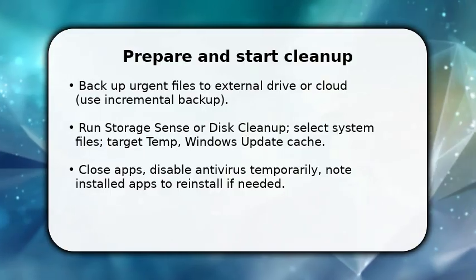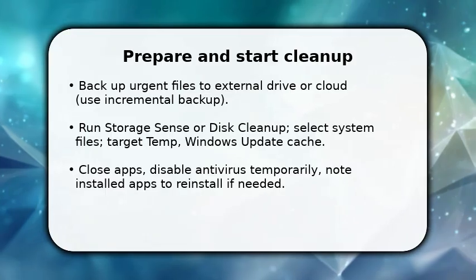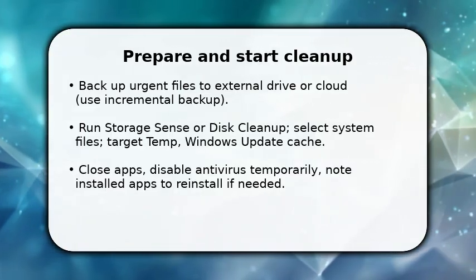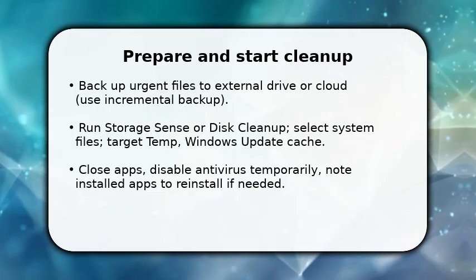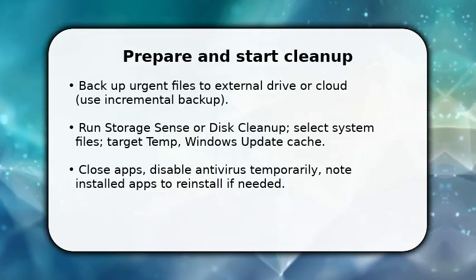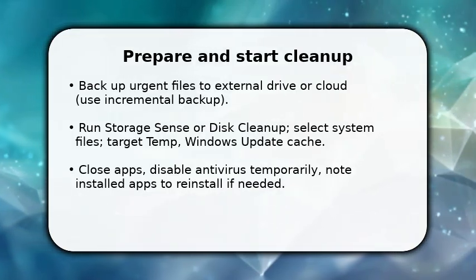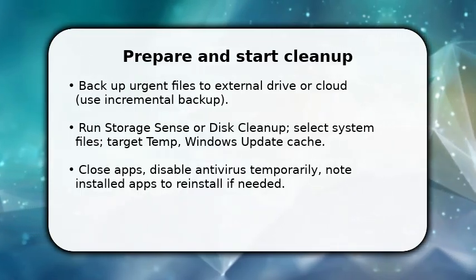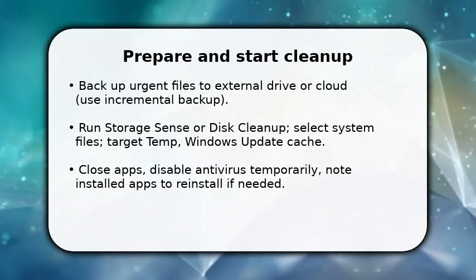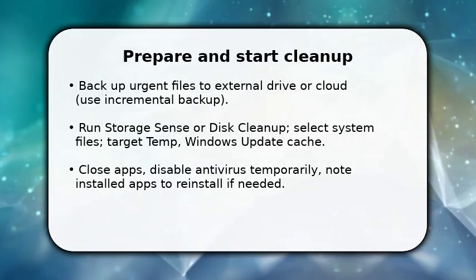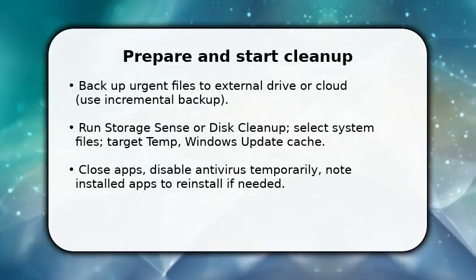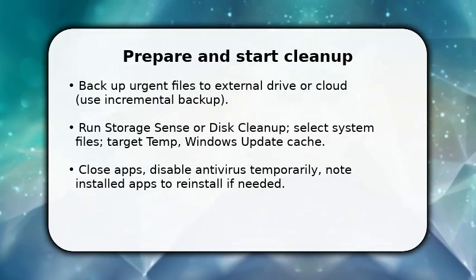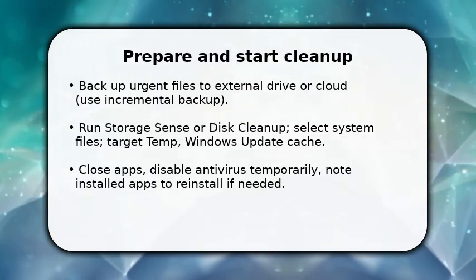You start by protecting data. Back up critical files to an external drive or cloud so rollback is safe. Once backed up, close active apps and temporarily disable antivirus to avoid interruptions, then open Disk Cleanup or Storage Sense and choose to clean system files. This hits temp, Windows Update cache, and log files. Make sure you note any apps you'll remove so you can reinstall later. Doing this first speeds the deeper steps that follow.